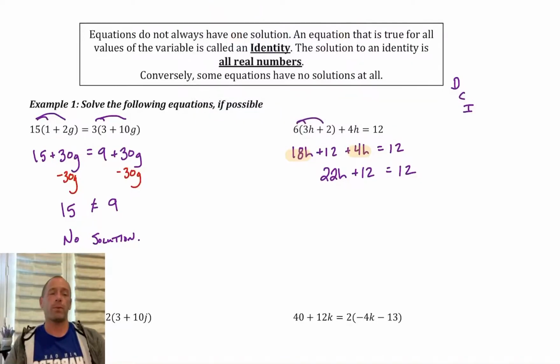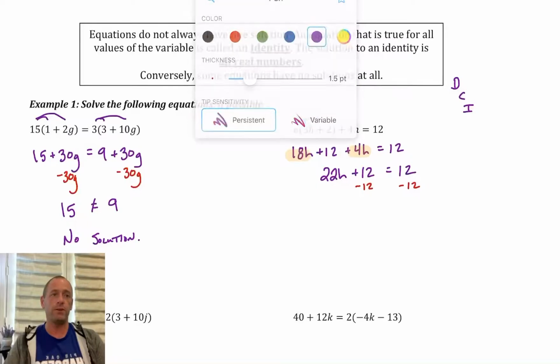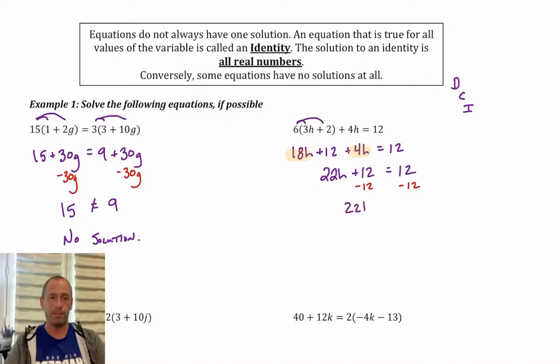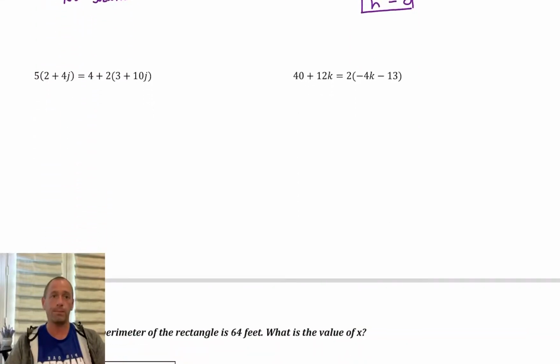We use inverse operations to get rid of that add 12. And we end up with 22 times h is 0. Don't be tempted to think that that means no solution. What it means is your answer is 0. Because if we were to divide both sides by 22, you get h is 0. It doesn't mean no solutions. It means if you plugged in 0, the left and right hand side would be equal.